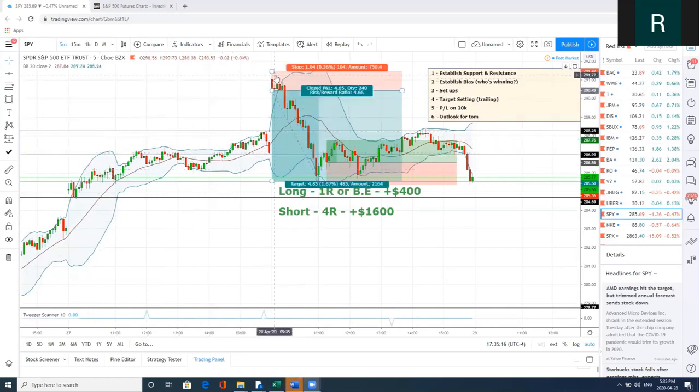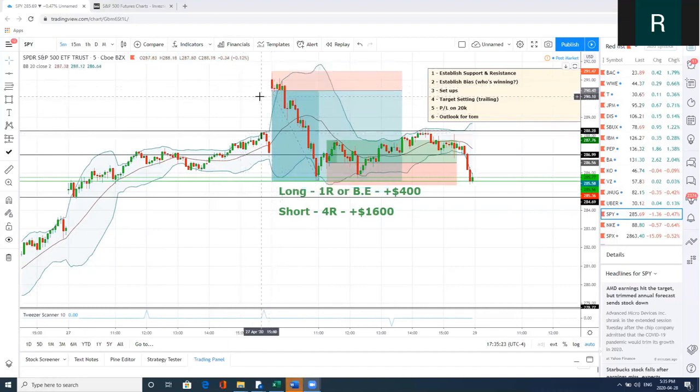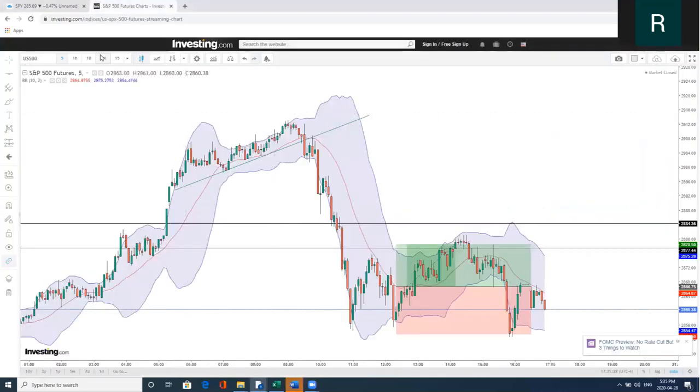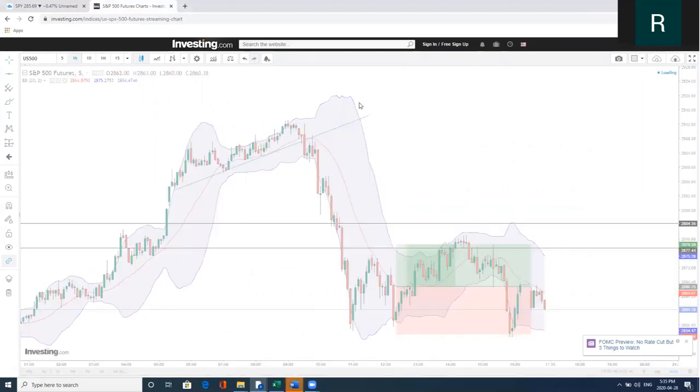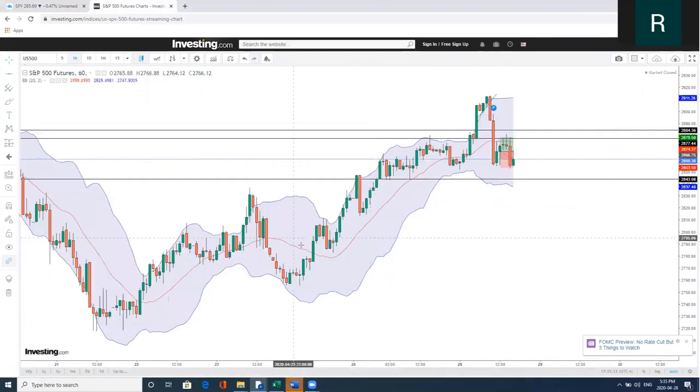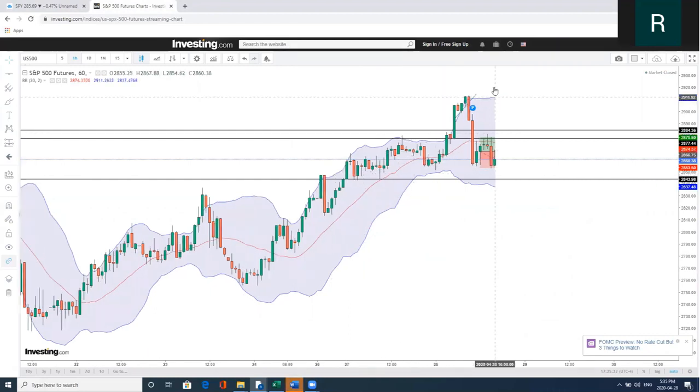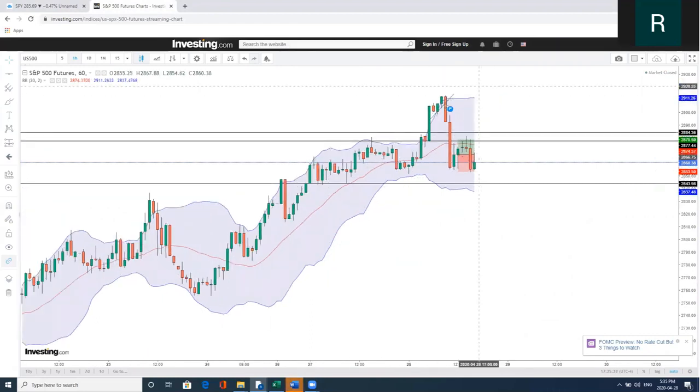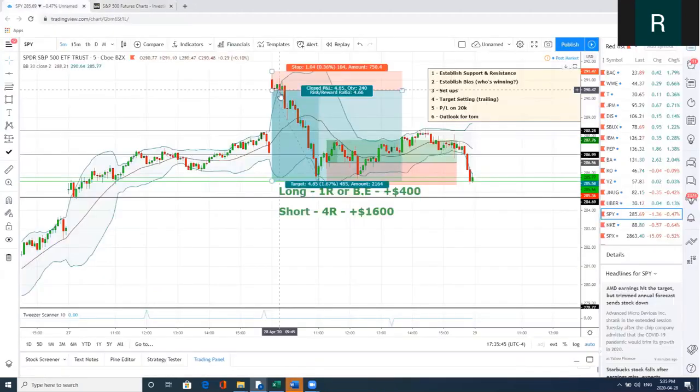But where we open is so extended that you have to ask yourself, is this really a good place to buy? And for that, we definitely have to look at the overnight action. So let's go to an hourly chart on the futures market. And we could see that we were trending higher overnight. But when we opened, we were significantly extended. We were outside of the Bollinger Band, which usually leads to some type of retracement. So going long right off the bat was definitely risky.